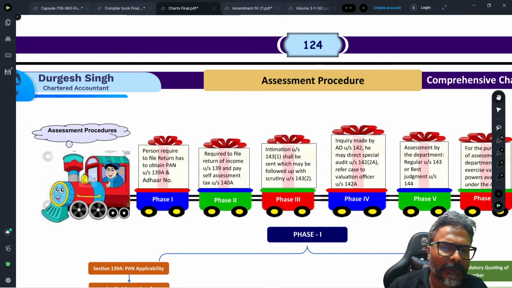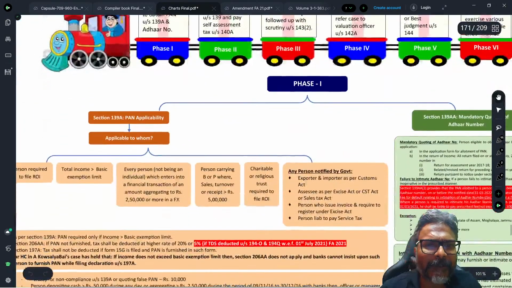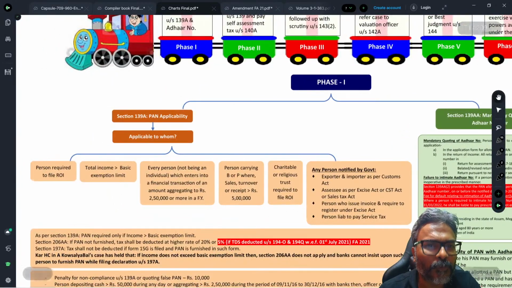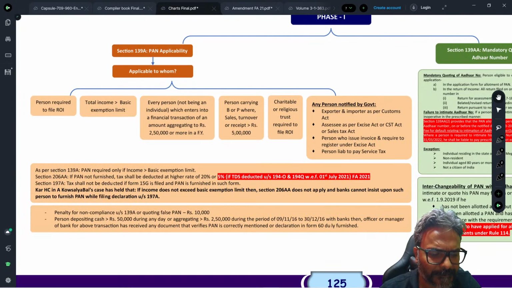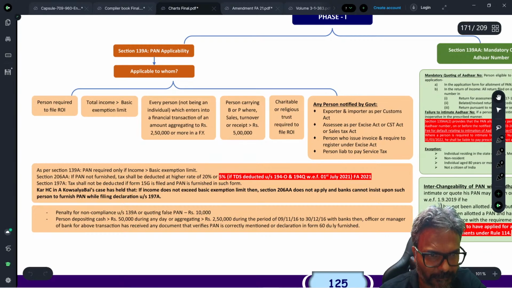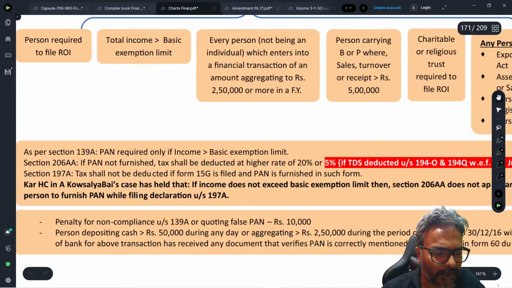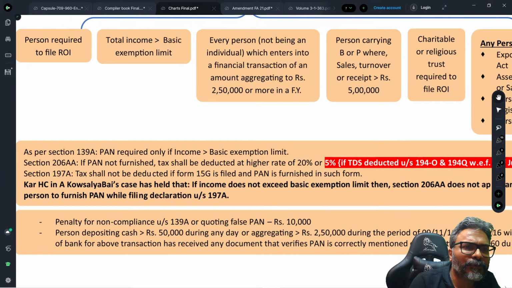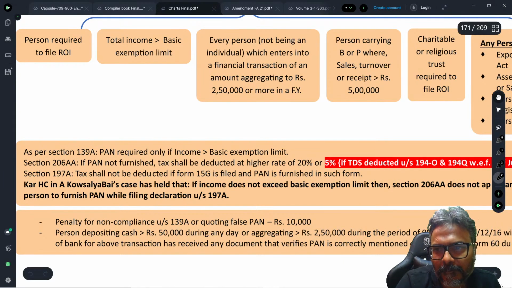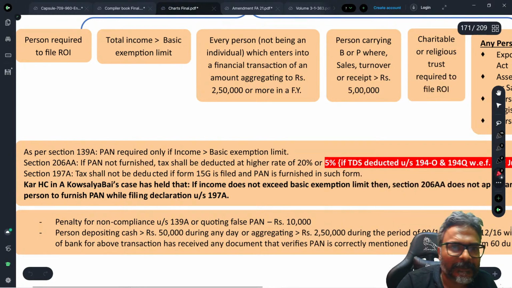Fine, students. Now, the initial point, like the PAN and other things: PAN is applicable to whom, who is required to take up the PAN. This particular part, students, I feel is not that important. But here there is one important change which I just wanted to share with all of you. Students, you all are aware of this provision of section 206AA. Every one of you is aware of this provision, 206AA.